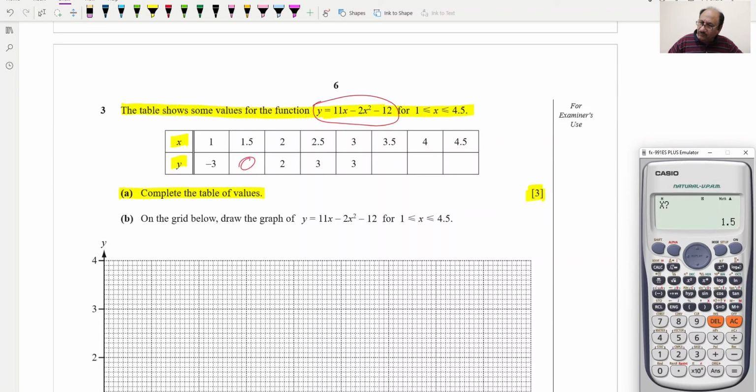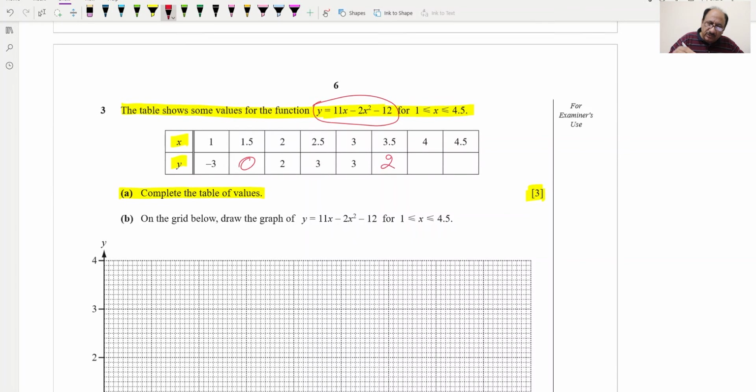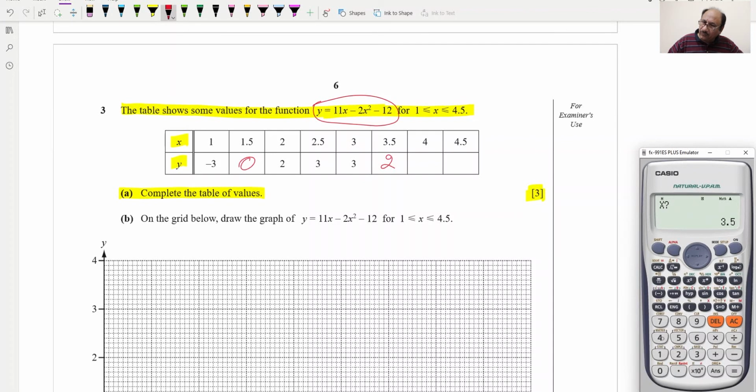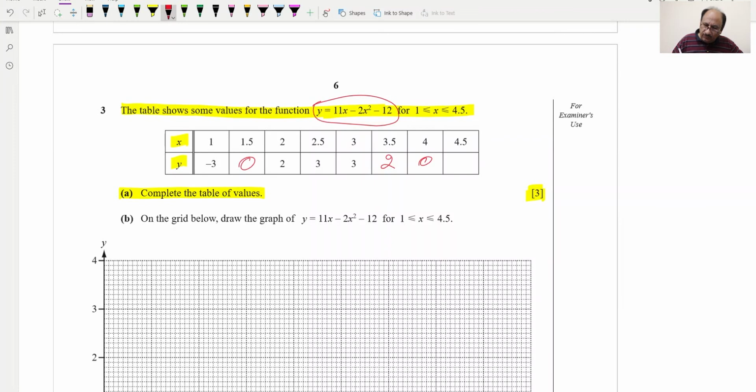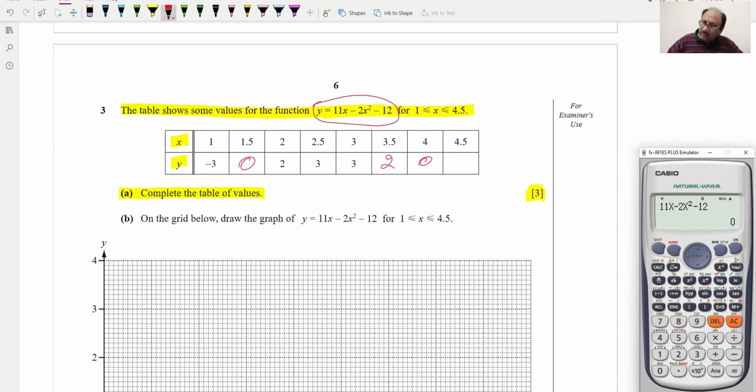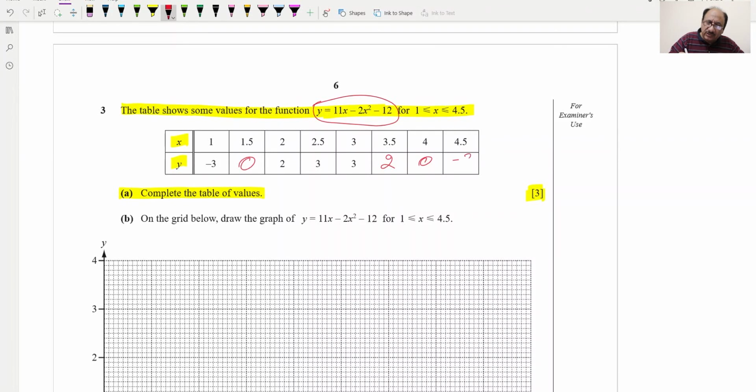So calculate for 3.5, and it will give us 2. We can write here 2. Similarly, calculate for 4, and this is equal to 0. And calculate for 4.5, and it gives us minus 3. And this is basically the 3 marks part, which we have easily done by the easier method.